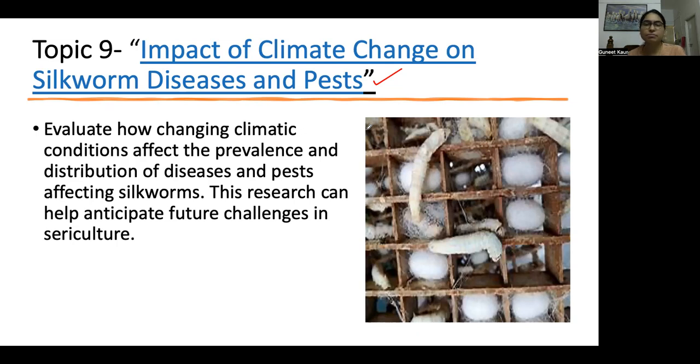So similarly, any disease, any pest, any pathogen that is affecting silkworm, they are also organisms, so they will also get affected by climate change, right? We can keep silkworm in artificial conditions so that pathogens or pests don't affect it, but only when we know which pests are getting affected with so and so climate can we do this, right? So how do we work on this topic is: evaluate how changing climatic conditions affect the prevalence and distribution of diseases and pests affecting silkworm.